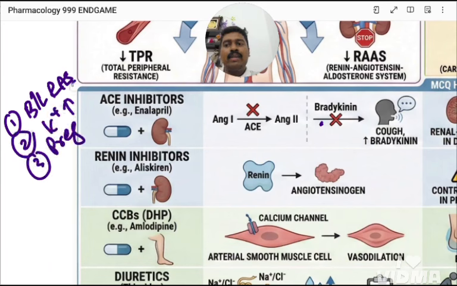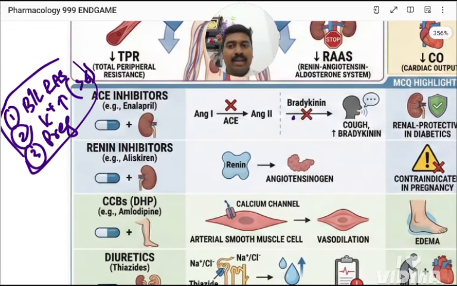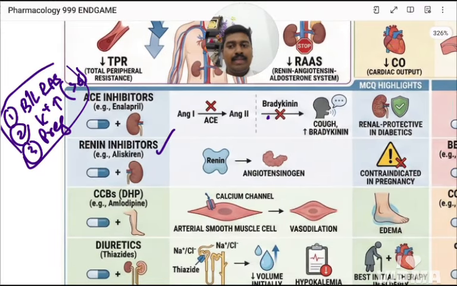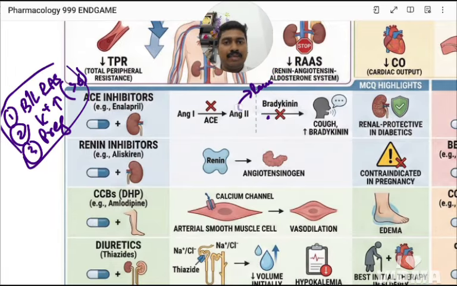So if these three are there, and potassium is more than 6, hyperkalemia, then ACE inhibitors are contraindicated. Second is renin inhibitor. Renin means directly, what does angiotensin do? It will activate renin. So directly we are inhibiting this renin. This is the second mechanism through which antihypertensives act.